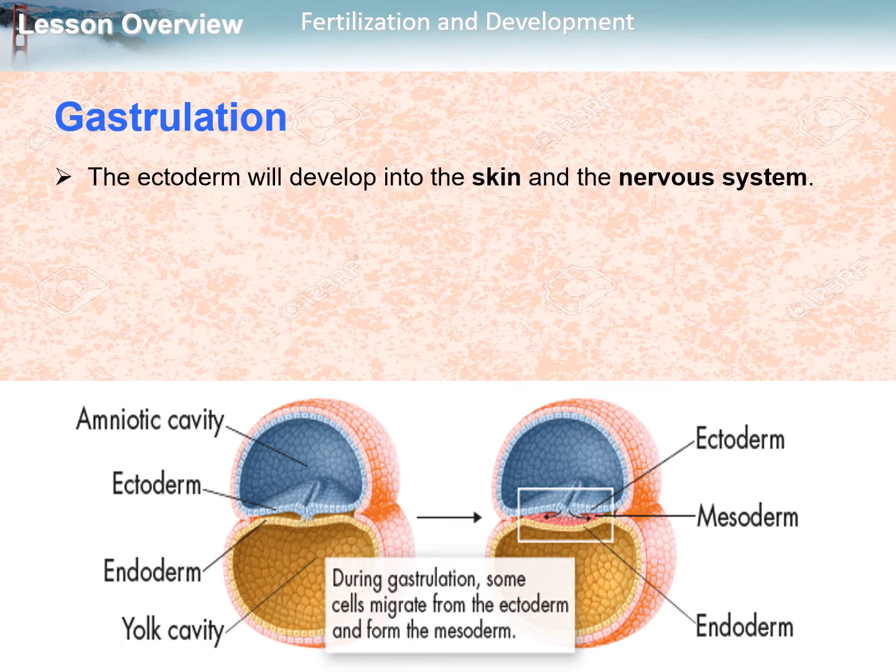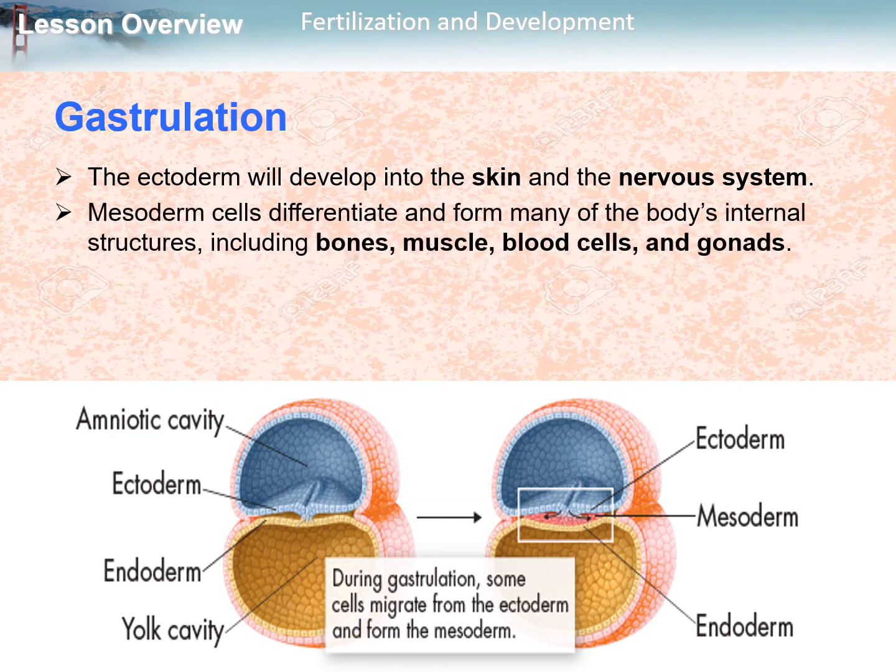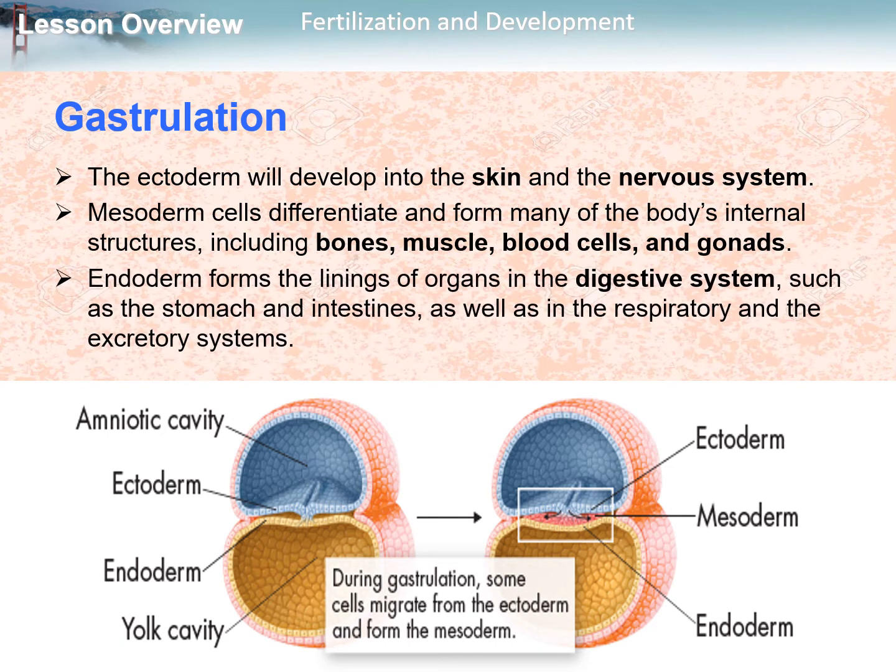The ectoderm develops into skin and the nervous system, while the mesoderm cells differentiate and form many of the body's internal structures, including the bones, the muscles, blood cells, and the gonads. The endoderm forms the linings of organs in the digestive system, such as the stomach and intestines, as well as in the respiratory and excretory systems.